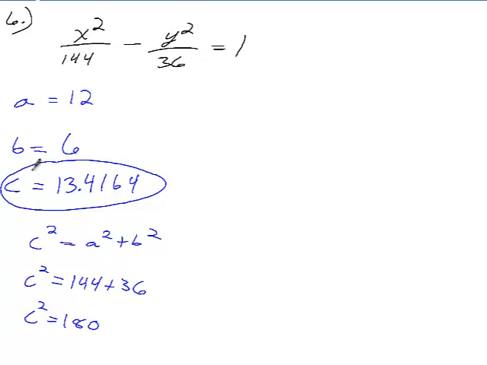Everybody okay with finding A, B, C? Everybody okay with where I'm getting that information from? How I'm picking the numbers? How I'm finding the final answers? Yes, no, maybe? Alright, so for a hyperbola, right, I need to find asymptotes and foci.